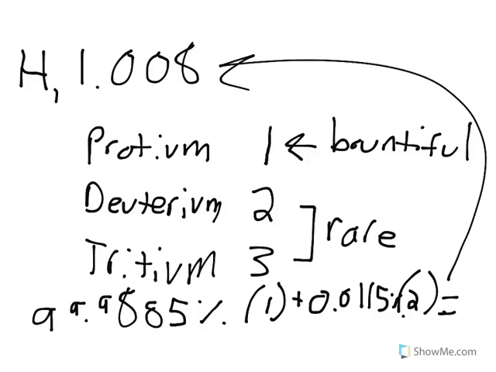Now, the actual values for the atomic mass are indeed slightly different. This actually is closer to 1.007825, and this is actually closer to 2.014102 atomic mass units. But the average atomic mass of the element hydrogen is indeed 1.008 in nature.